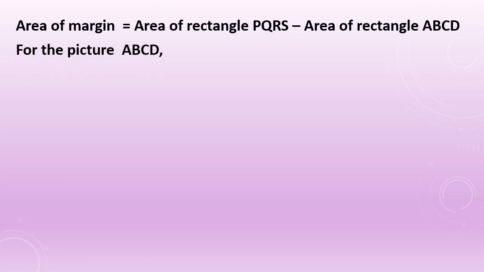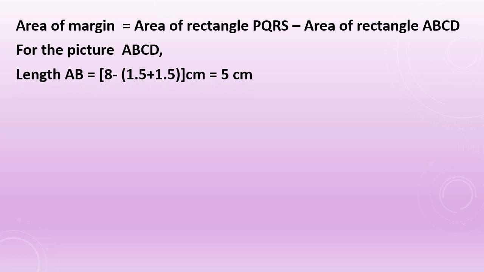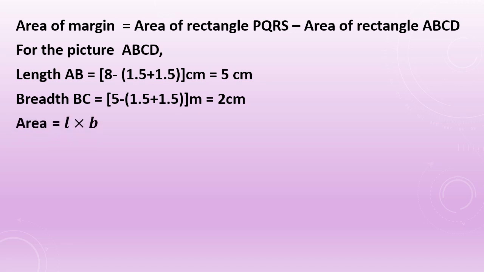For the rectangular picture ABCD, length equals 8 minus 1.5 plus 1.5, that is 8 minus 3, which gives 5 centimeters. Why are we subtracting here? Yes, this rectangle is inside the bigger rectangle, and we know the length and breadth of the outside rectangle. So to get the inside one, we have to subtract the width. So breadth equals 5 minus 3, which gives 2 centimeters. So area equals L into B. Substitute the values, 5 into 2, which gives 10 centimeters square.